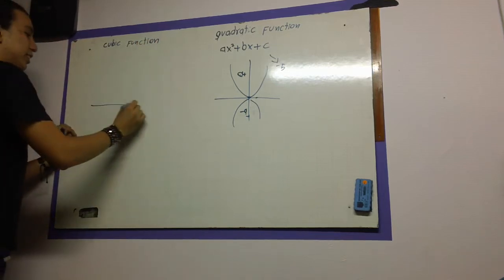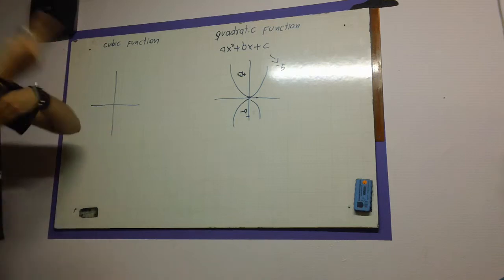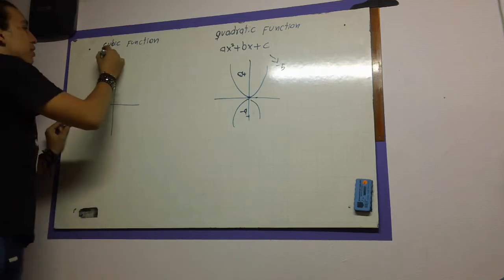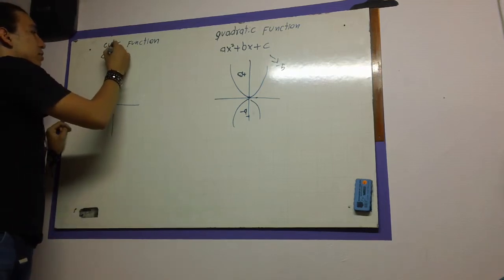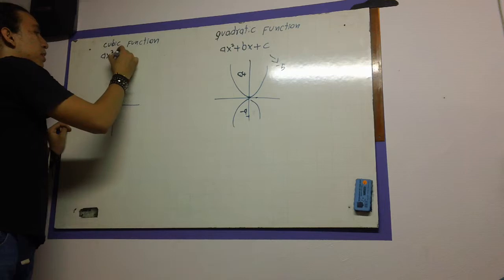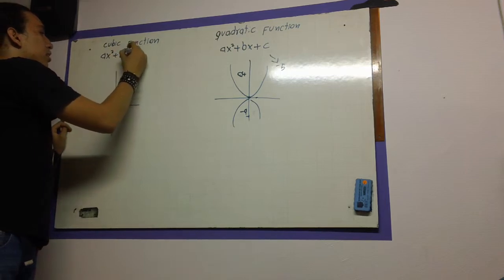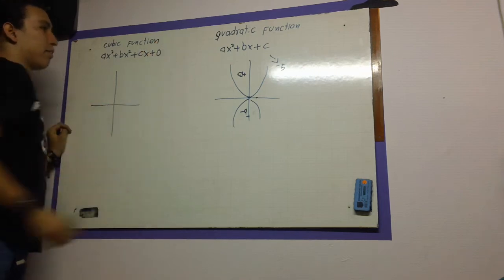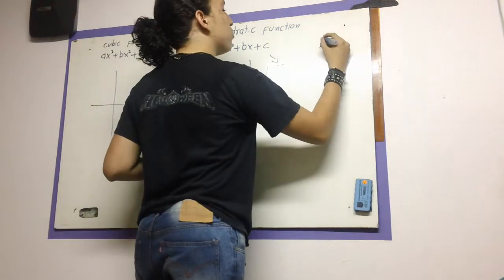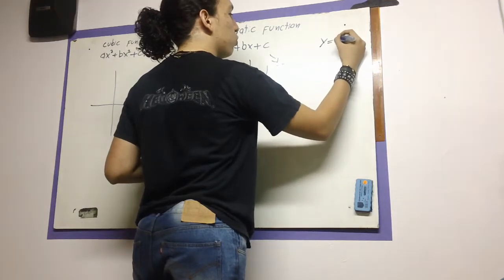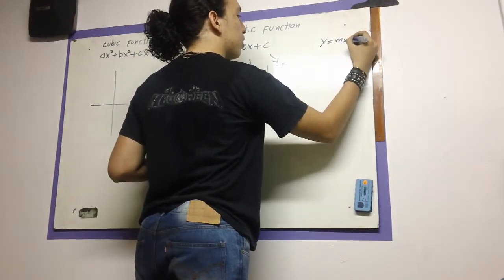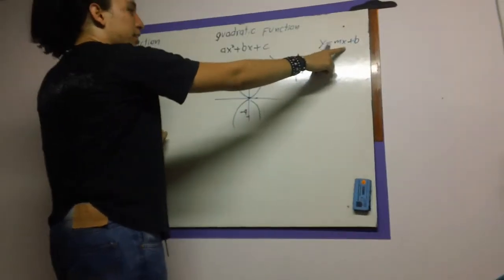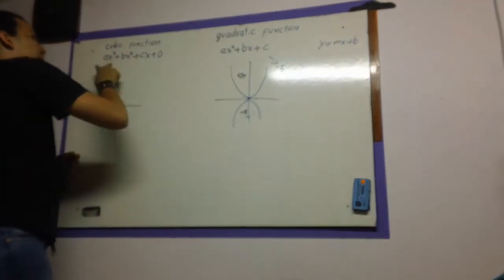This is going to be, they're like cousins one to the other. We had at the beginning a times x cubed plus b times x squared plus c times x plus d. And the first one we had was y equals mx plus b. As you may see, this is going to change the x squared and cubic x.